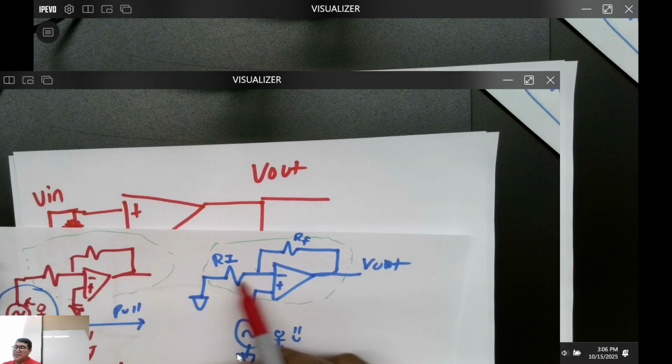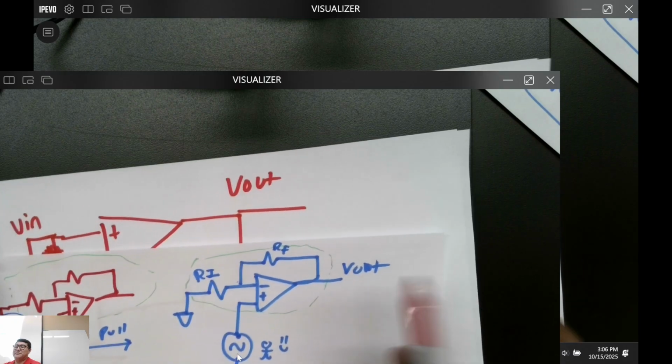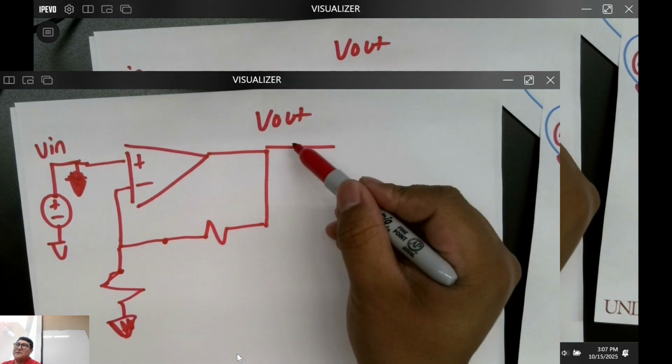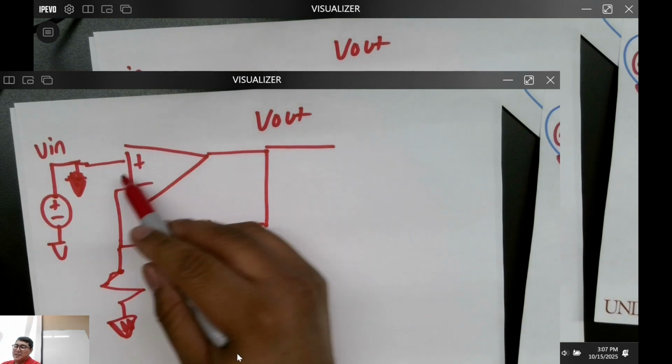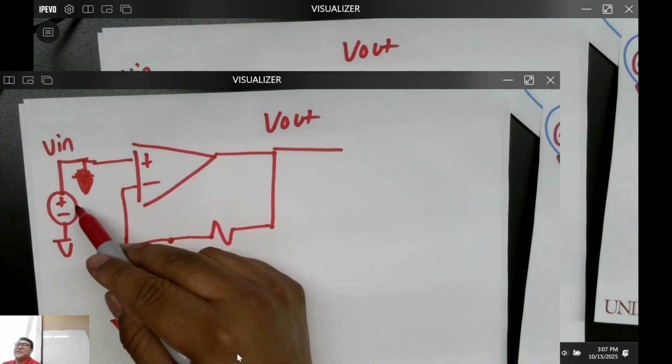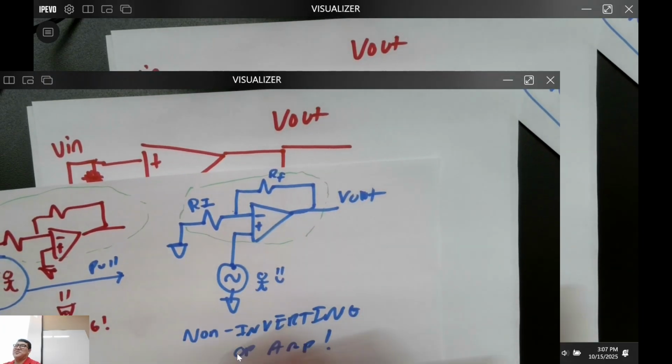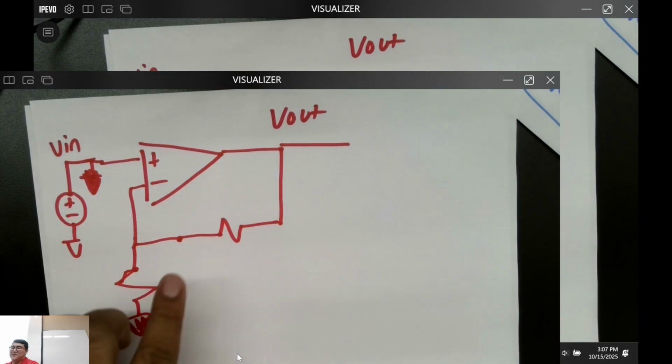Ground, right? Minus into the minus, going into the output, right? Ground, minus, V out. All good, right? Plus terminal goes to V in. Plus terminal goes to V in. I drew the same circuit, just drew it differently, okay?